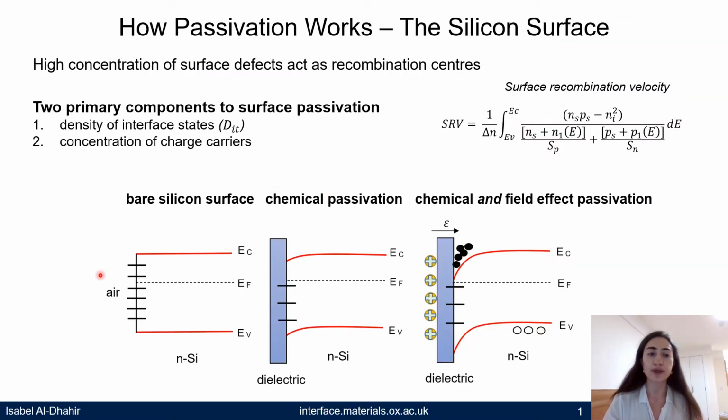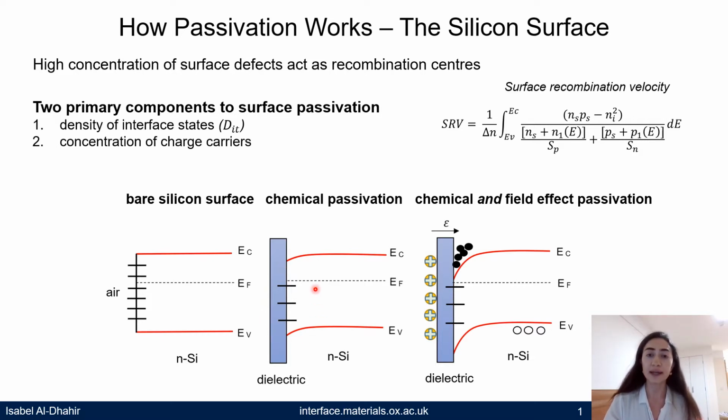So as many of you will already be aware, the surface of silicon is particularly prone to defects known as interface states, and these act as recombination centers. One very common method to mitigate this problem is to deposit a dielectric on the surface to reduce the density of interface states, and this is termed chemical passivation.